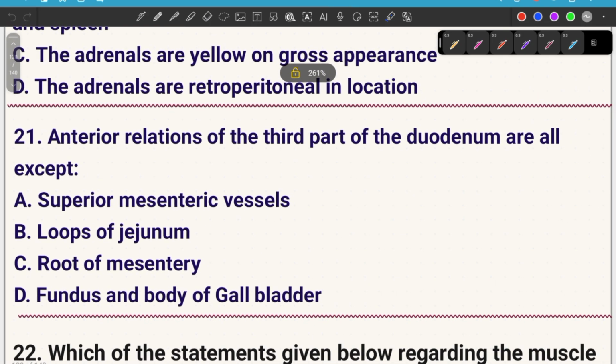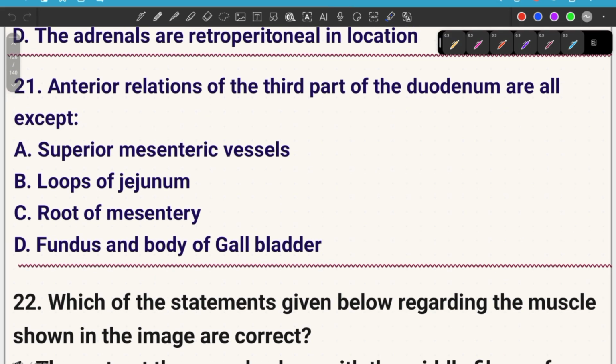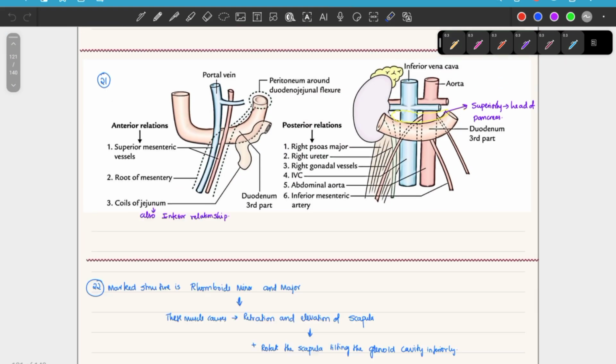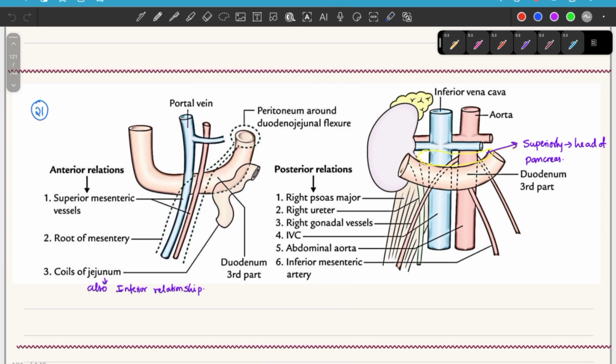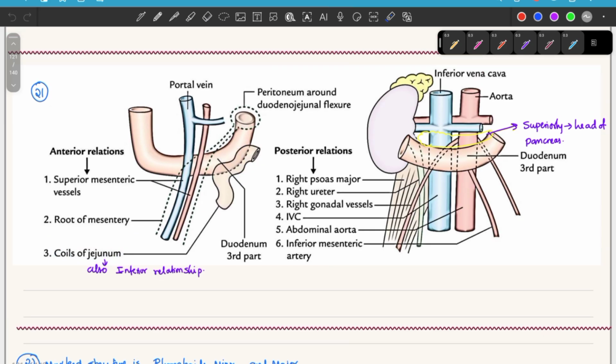Coming to the 21st one, the anterior relations of the third part of the duodenum are all except. First, let's see the picture. This is the third part of the duodenum. Here you can see anteriorly the superior mesenteric vessels, the root of the mesentery, and the coils of the jejunum, and inferiorly also you can see the coils of jejunum.